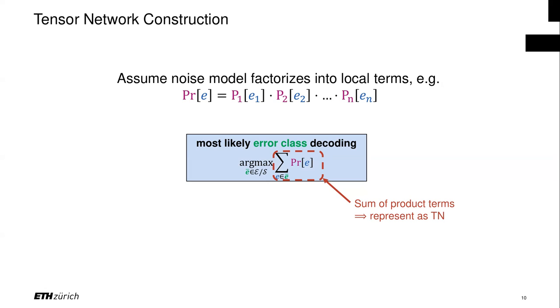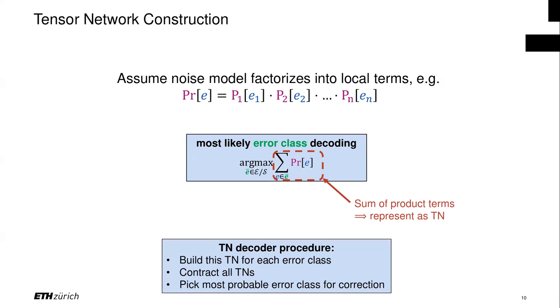And once you use such a factorization, what you'll see is that this probability of the error class, which we had on the previous slide, now becomes some sum of product terms. And as I said previously, a sum of product terms is exactly the sort of algebraic expression which lends itself to being represented with a tensor network. So the way the tensor network decoder works is that for every logical error class, we build one of these tensor networks and contract it, which gives us the probability of that logical error class. Then we just pick the logical error class with the highest probability and use an element of the class for the correction. But that means that for each one, you need to contract the full tensor network. You cannot pre-compile. That's right.